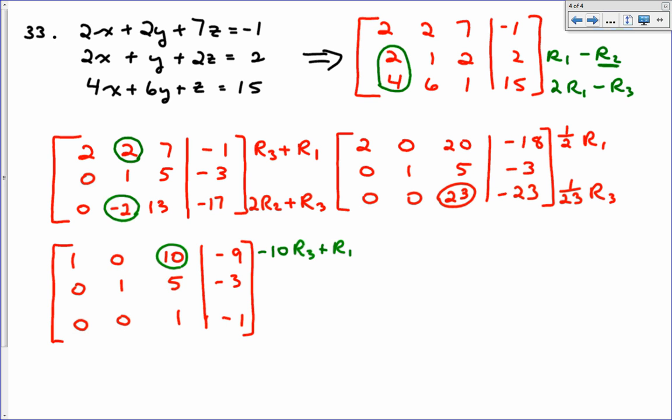So let's do that with row 1. I'll start with the 0. So -10 times 0 plus 1 gives me 1. -10 times 0 plus 0 gives me 0. -10 times 1 plus 10 gives me 0. -10 times -1 gives me 10. Minus 9 gives me 1. Okay, and row 3 is already good, so I'm going to keep it where it is.